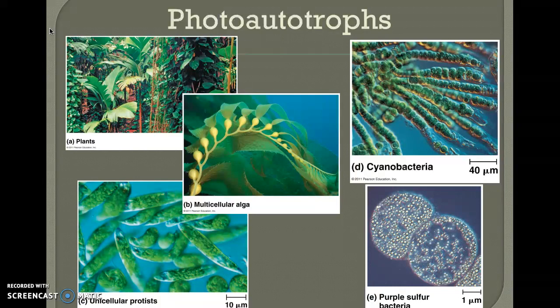In the bottom left-hand corner, you can see unicellular protists. Typically that is found in pond water or lake water. They are unicellular organisms that have eukaryotic cells. And then in the bottom right-hand corner, we have bacteria, which we know have prokaryotic cells as well. So all of these are examples of organisms that undergo photosynthesis.